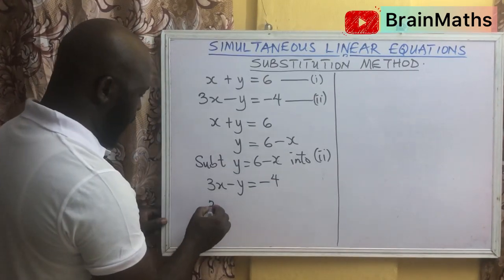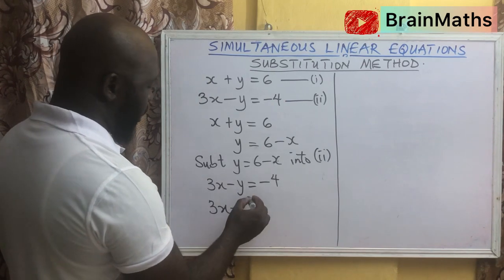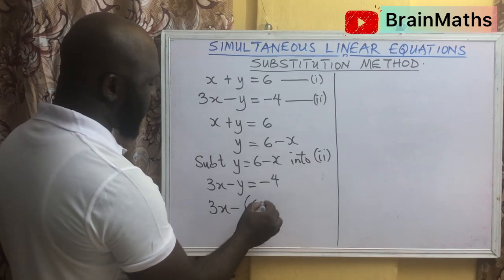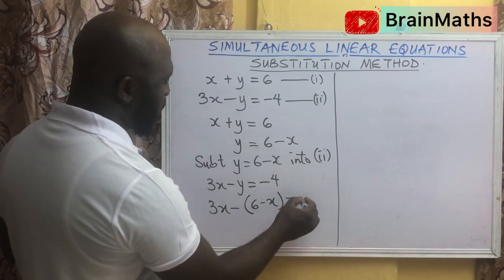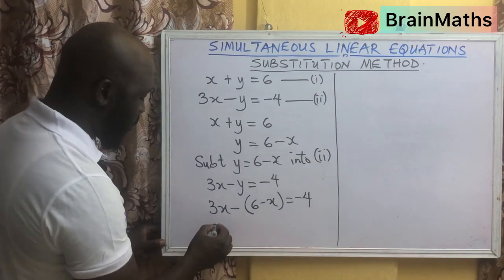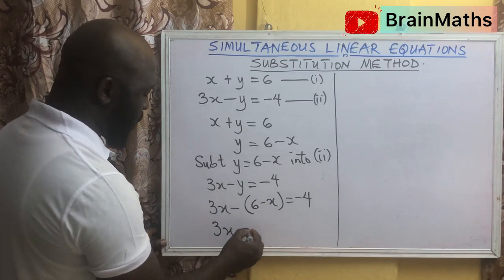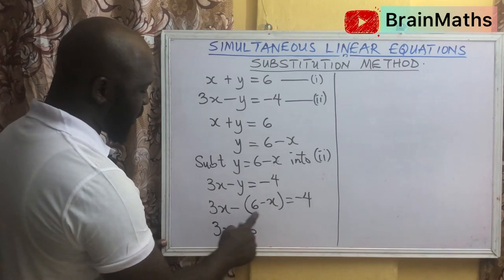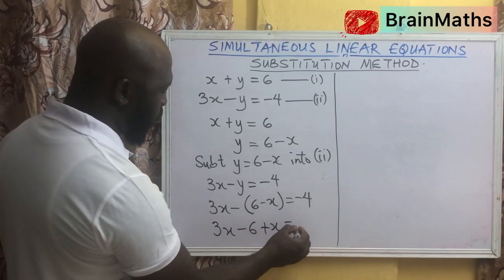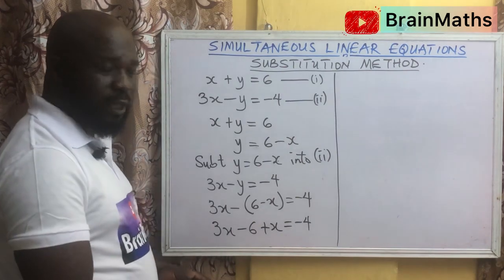So this gives 3x minus, you have to write the sign, then you open a bracket for the value of y, which is 6 minus x, equals minus 4. So we need to open this bracket now. We have 3x minus times 6, minus 6, minus times minus x, that is going to give us plus x, equals minus 4. So we have to collect like terms now.